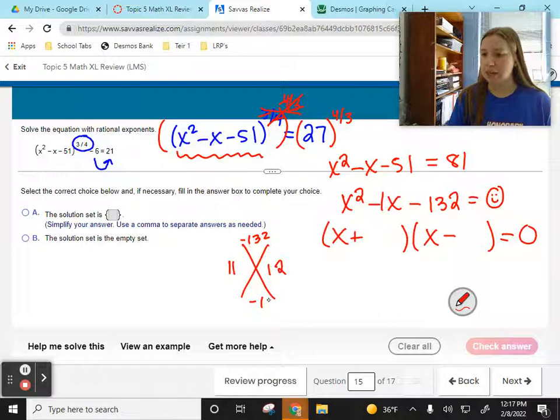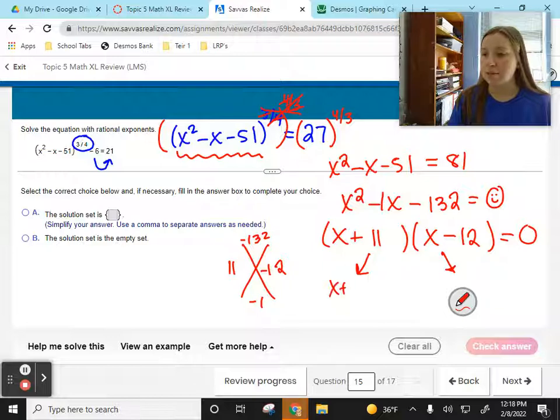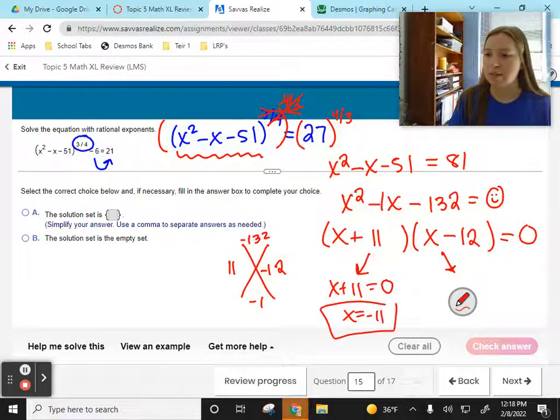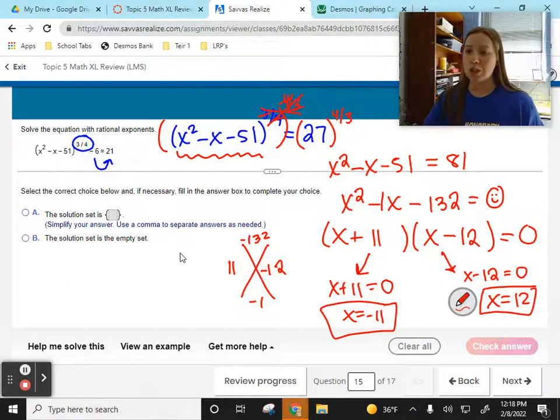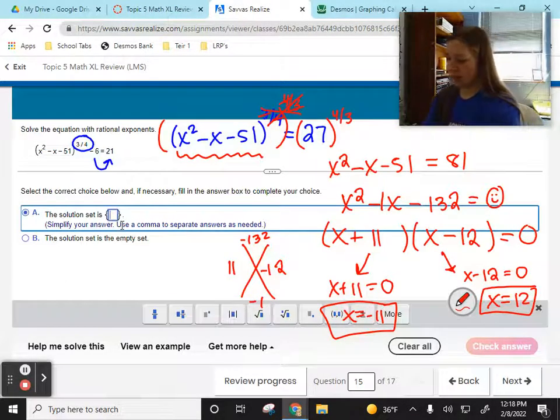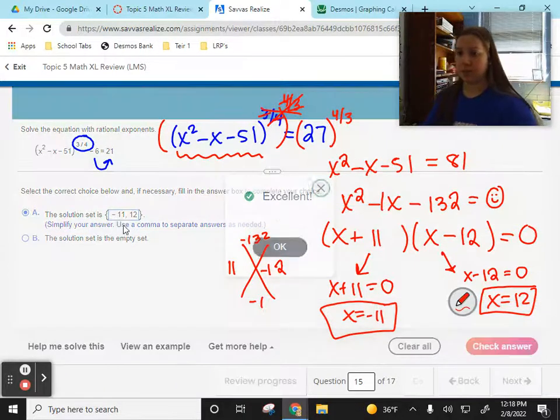And if this number down here is negative, the bigger number is negative. So I'm going to have a positive 11 and a negative 12. I'm going to split those up. x plus 11 equals 0, or x equals negative 11. x minus 12 equals 0, or x equals positive 12. And these are my two solutions to my equation, negative 11 and 12.